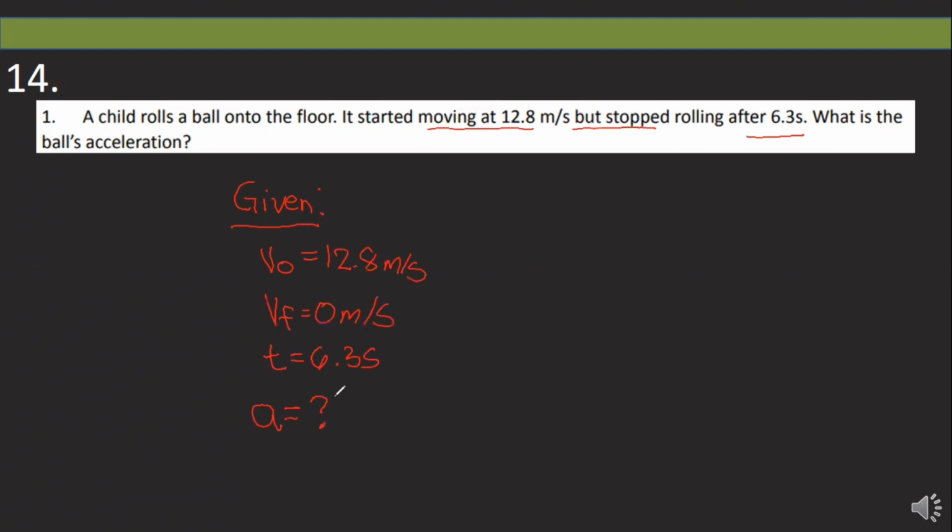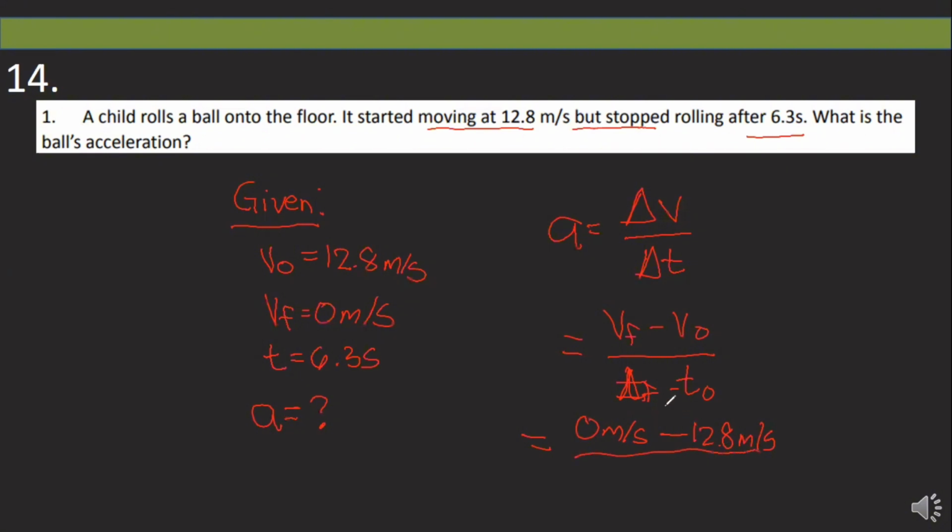So, were you able to remember what is the acceleration equation? We have acceleration is equal to change in v over change in t. If we expand change in v, we have final velocity minus initial velocity over change in time, final time minus initial time. So we have here 0 meters per second, the final velocity, minus 12.8 meters per second, the initial velocity. And the total time is 6.3 seconds.